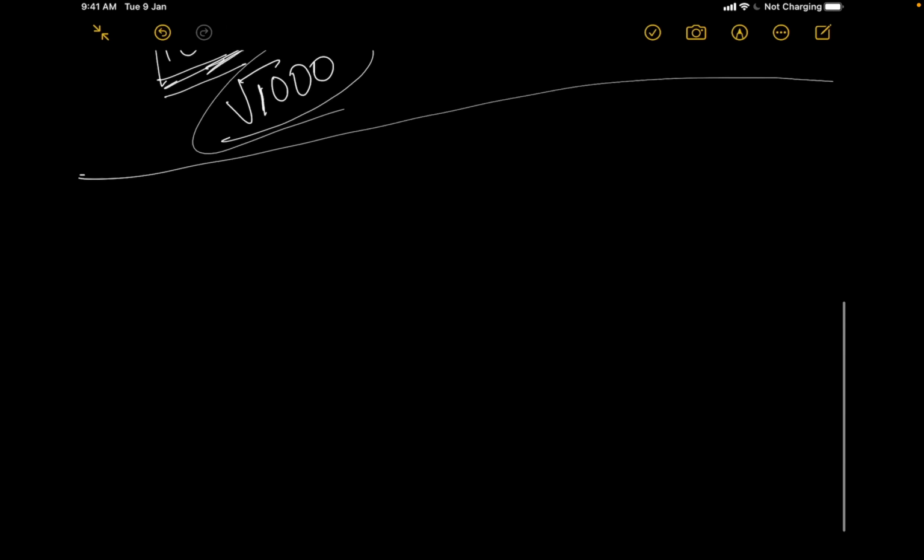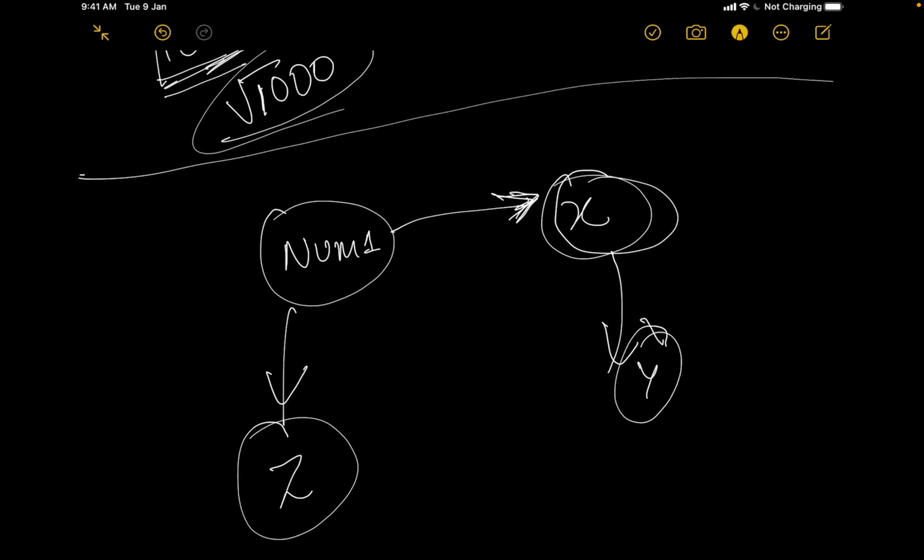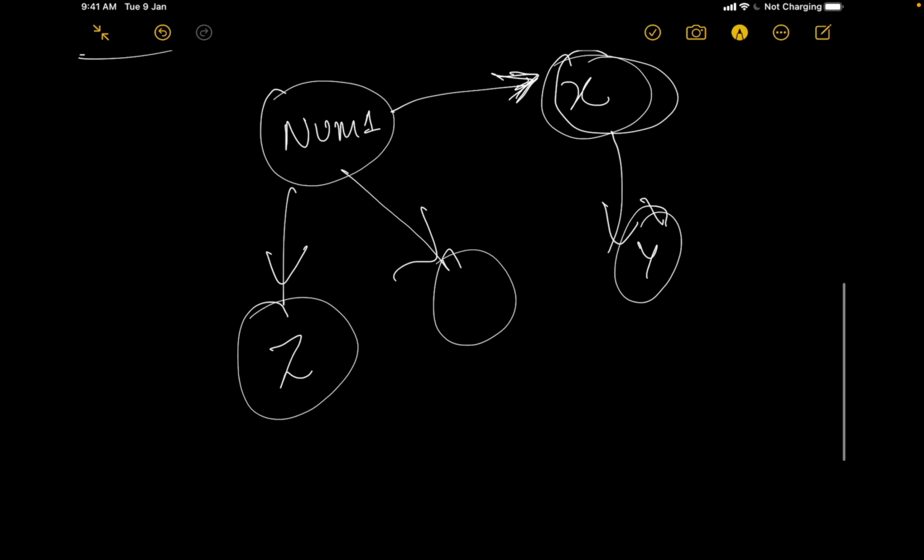Let's say num1 is actually a node. In one operation we can change any one of its digits and convert it into, let's say, x. Then let's say x is another node. Similarly, we can perform some operation on it and convert it to y. From num1 itself we can convert it to z, and many nodes would be there in the entire graph.